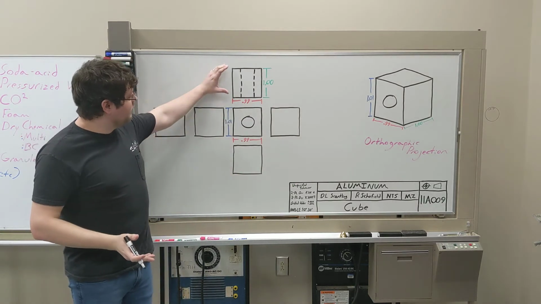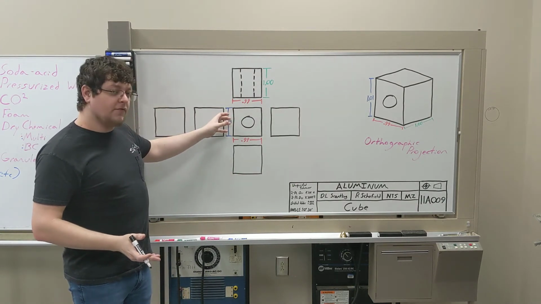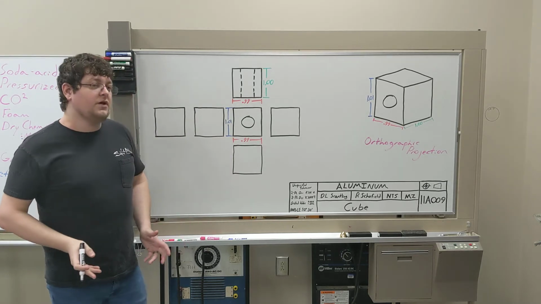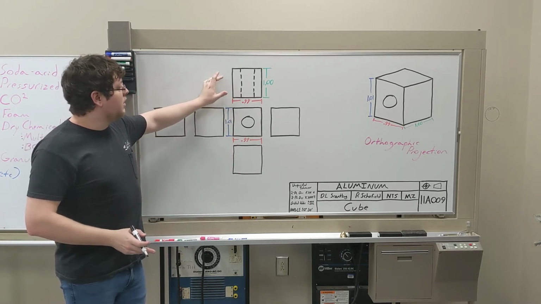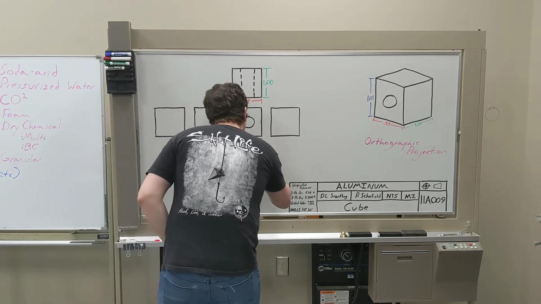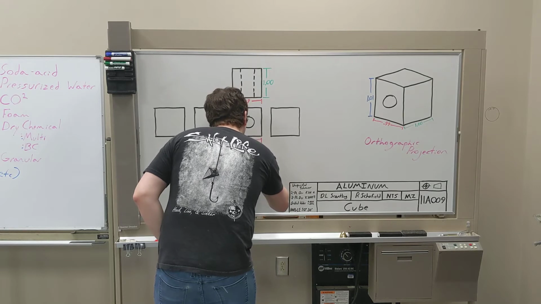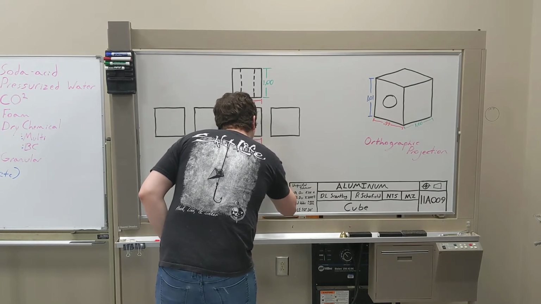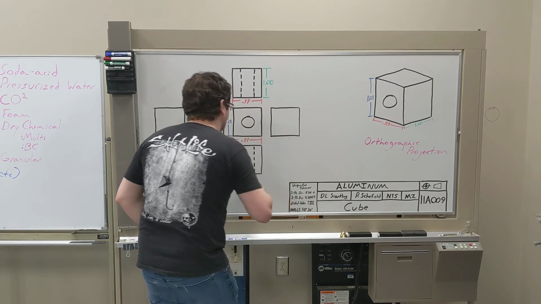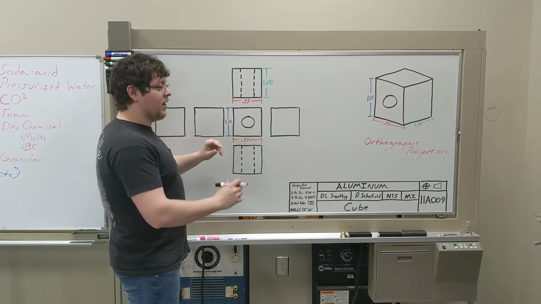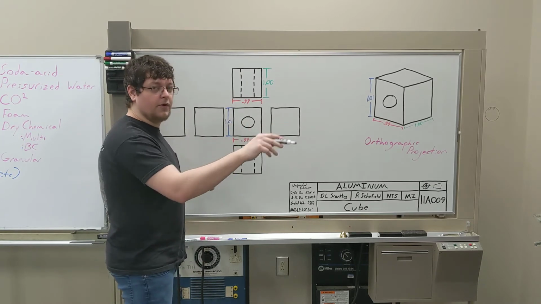If I come down, got my front, and I spin it, and I look at the bottom view. Well, the bottom view of this is going to look exactly the same. So all I'm going to do is I'm going to put my hidden lines, saying, hey, there is a hole that goes all the way through it. If I were to look at this, I'd be able to take the marker and throw it down it.